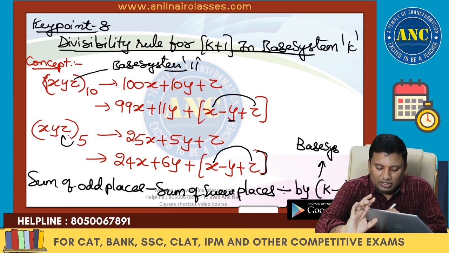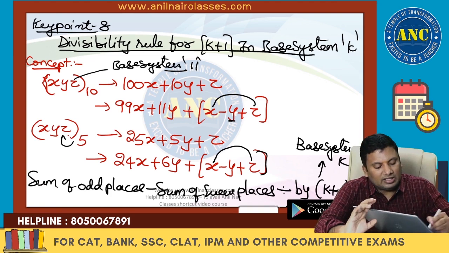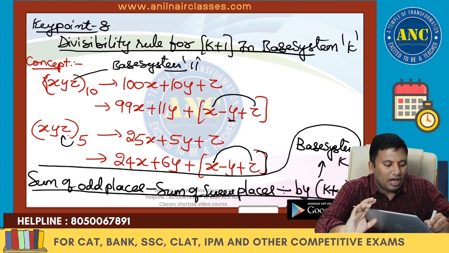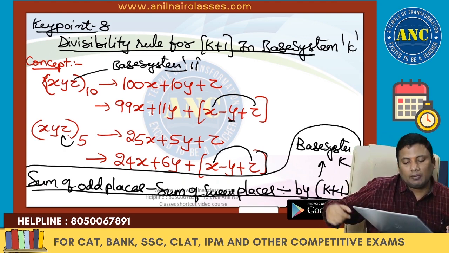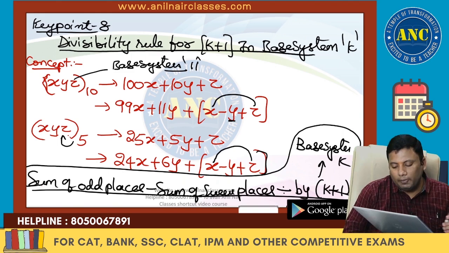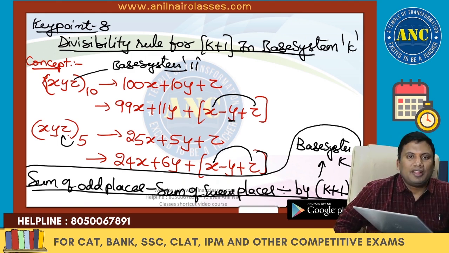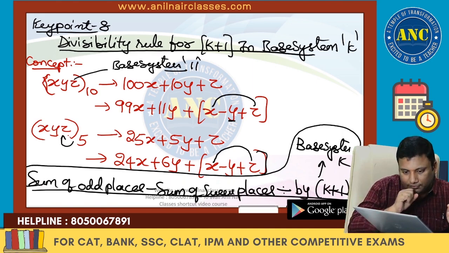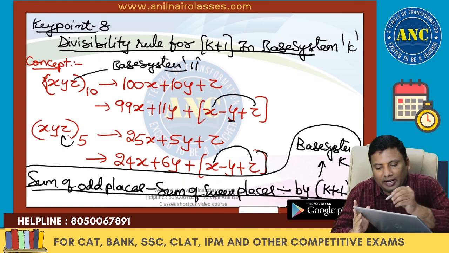What is the divisibility rule for k plus 1? The sum of the odd places minus the sum of the even places should be divisible by k plus 1. I hope the idea is clear. That is the divisibility rule for k plus 1.